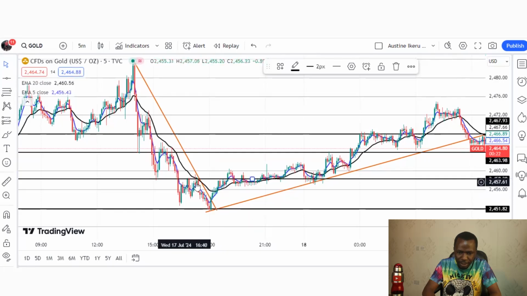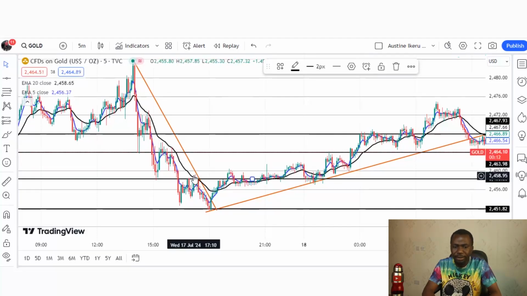So when we see this multiple rejection, it tells us that the buyers are still finding it difficult to break above this 20 EMA. It tells us that the sellers are still in control of the market because the buyers are finding it difficult to break above the 20 EMA. So what we'll do is we'll look for an entry trigger, a bearish reversal candlestick pattern, and that is it.